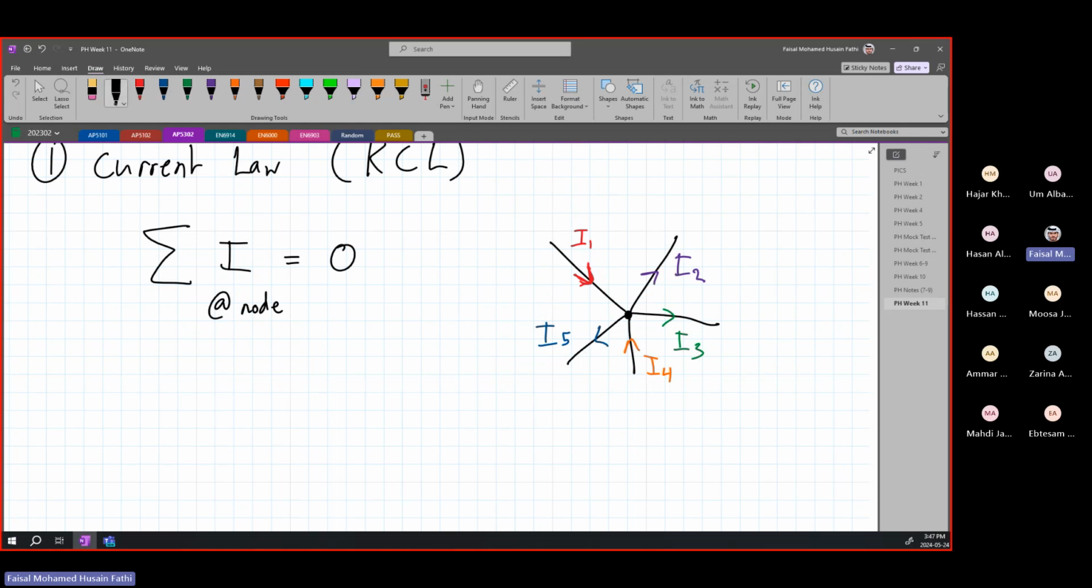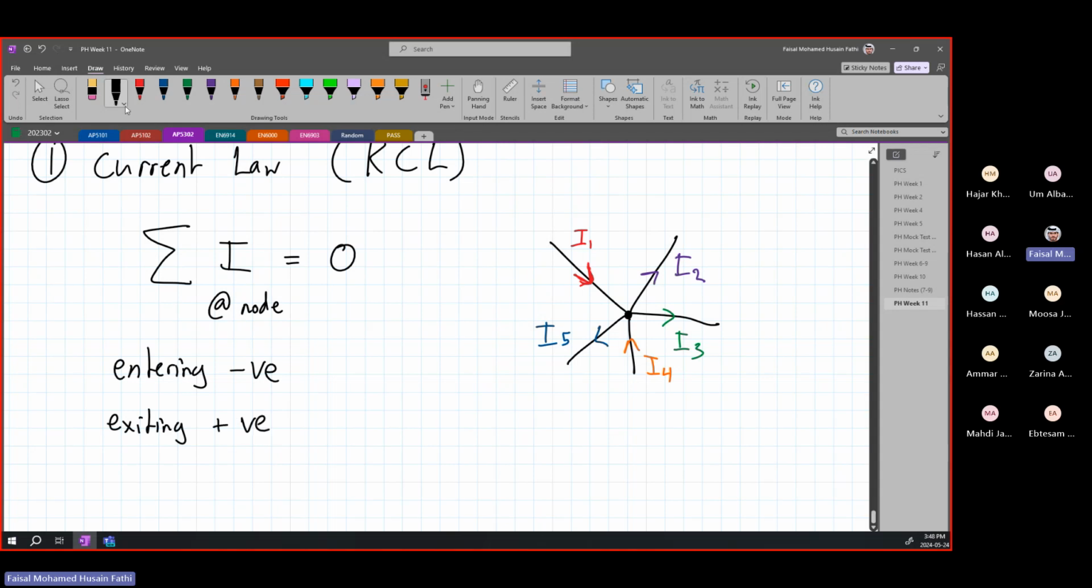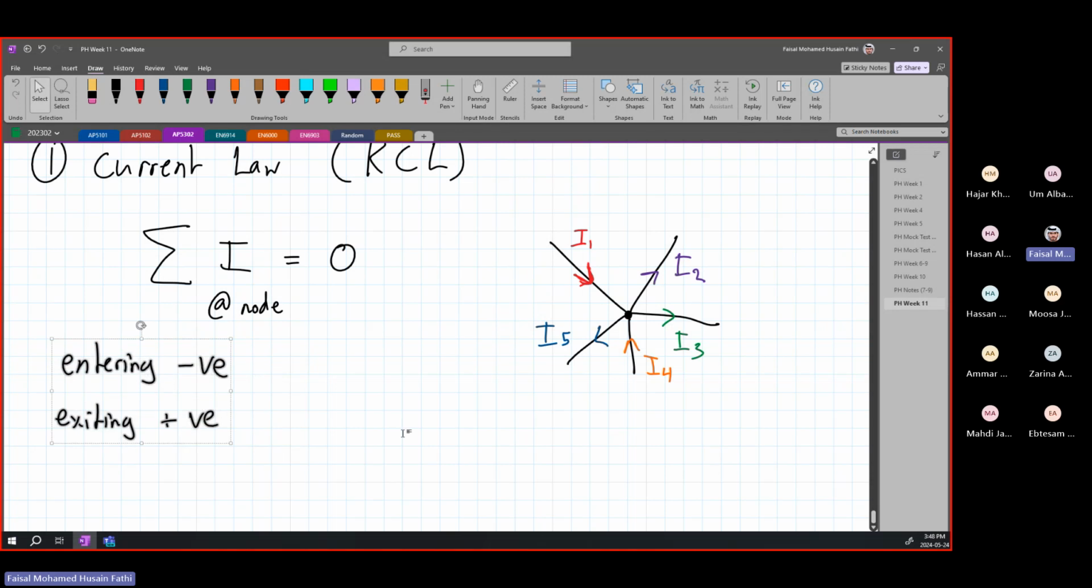So the first thing you need to know is you need to define that entering, for example, is going to be your negative value, and exiting is your positive value. Okay? Again, this doesn't matter if you say it the opposite way. You can put it in any way you want. This is just to define a specific direction. You just need to define that if it is entering it will be negative and if it is exiting it will be positive. You guys can swap it, but I usually follow this convention.